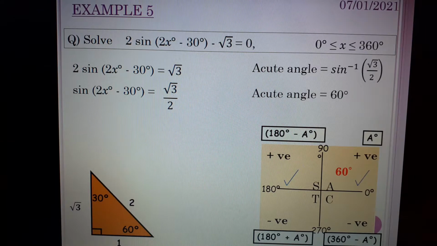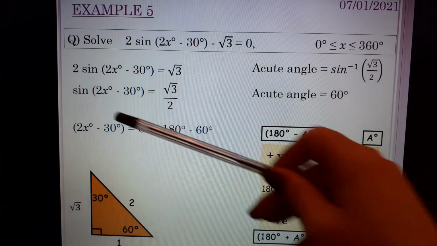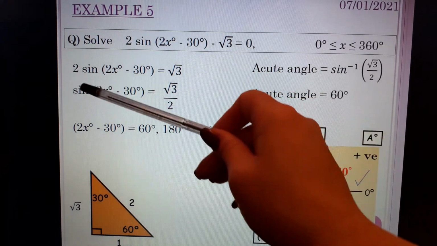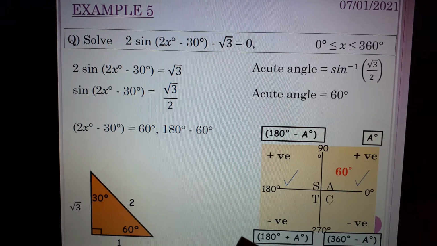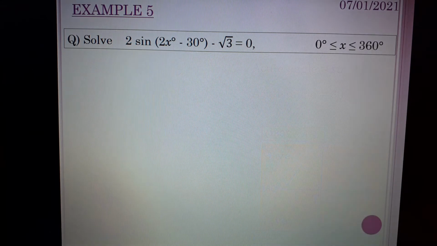So we're then going to be able to say that 2x minus 30, because it was obviously 2x minus 30 that was left when we do the inverse sine, is going to be 60 and 180 minus 60. Hopefully that makes sense. We're going to bring that over onto the next slide here, just as we had it there. So now we start to rearrange it.